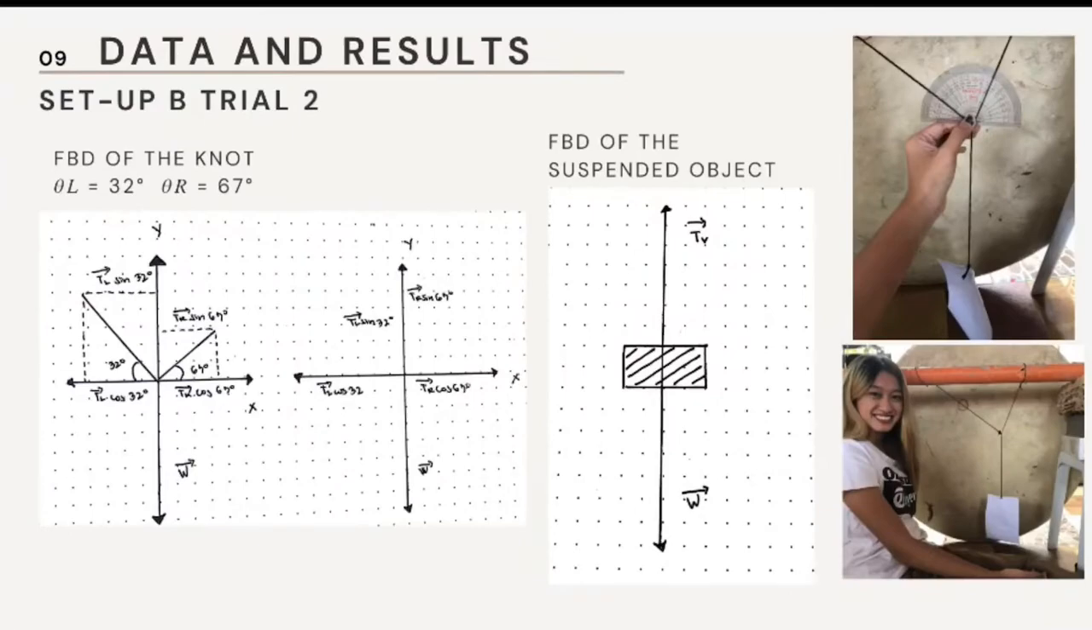For the setup B trial 2, we have the FBD of the knot. In this trial, the right angle is 67 degrees, while the left angle is 32 degrees. Because of these angles, for the X component, we have the left tension cos 32 and right tension cos 67. As for the Y component, we have the left tension sine 32 and right tension sine 67. In this slide, we can also see the FBD of the suspended object and how the experimentation was done.